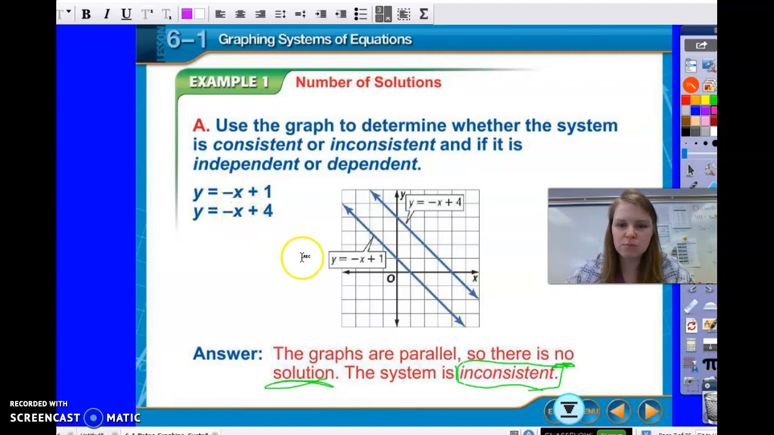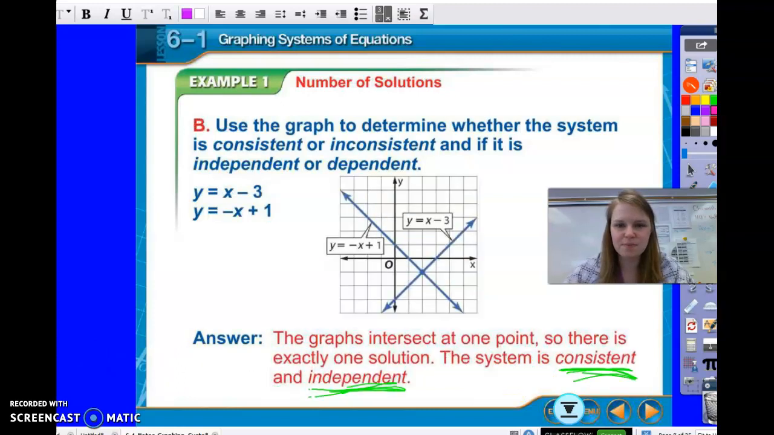So since they have the same slope, they're never going to cross. We say inconsistent, and there is no solution. Done. Let's look at the next one.